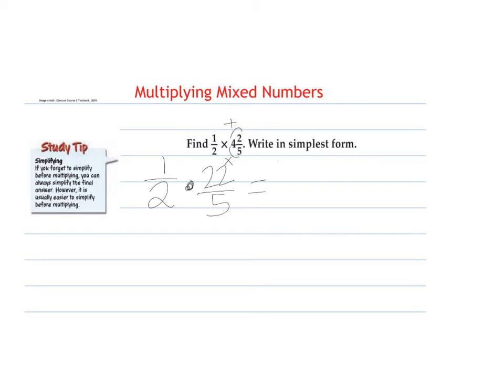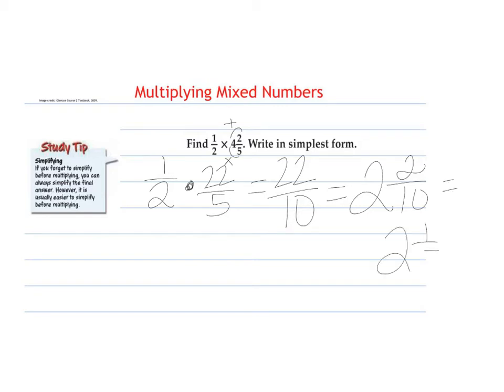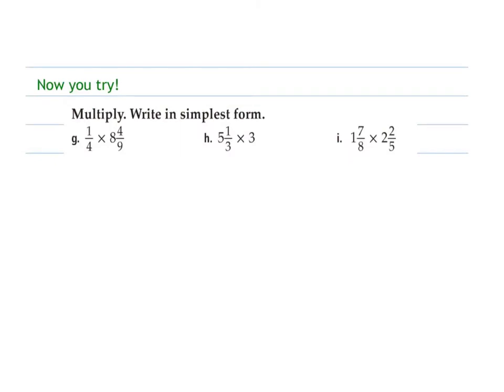1 times 22 is 22/10. And now I rewrite it as a mixed number. 10 goes into 22 2 times with 2 left over, and my denominator stays the same, which is also 2 1/5. You try some or watch me do another one, and then you could try the last couple.